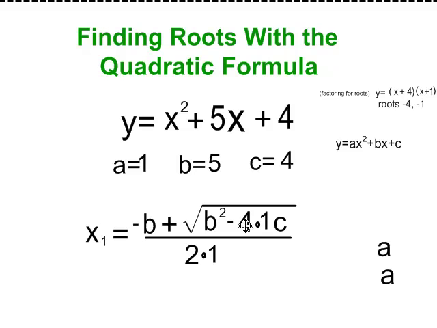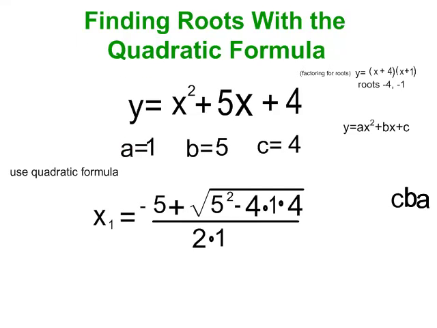And now I'm ready to make my substitutions for b, and so -b becomes -5, and b squared becomes 5 squared, and that's it for b. Now I just have to make my one substitution for c, and of course c is 4. Now it's just a question of completing that calculation correctly.